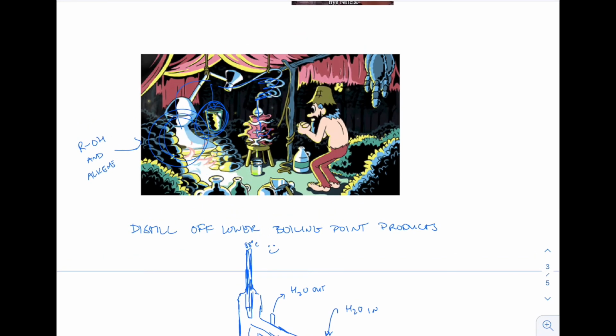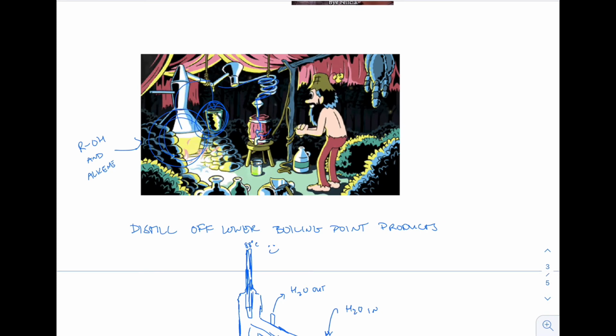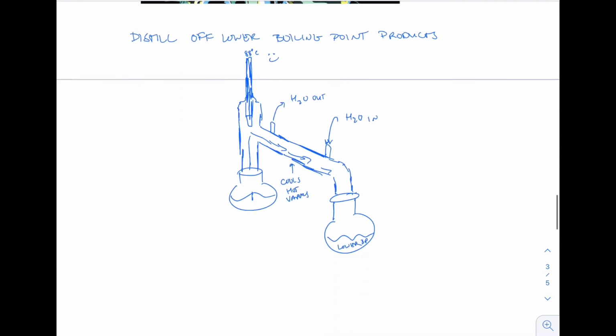I bet you didn't know people in the backwoods making moonshine were organic chemists, did you?